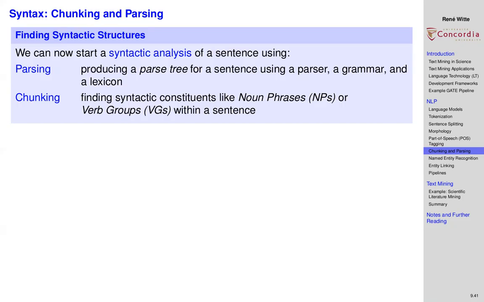So to be able to parse it, you need first a sentence, second, you need a parser, and then you need a grammar for the parser and typically also a lexicon. So to be able to find out what is the subject, the verb, the object, and so on. Chunking is a bit simpler than parsing. You don't try to build a complete tree. You just try to group some words together into something like a noun phrase or a verb group.